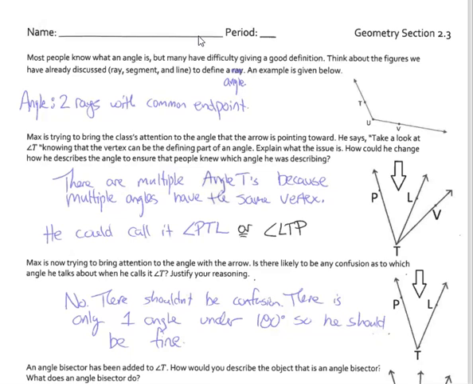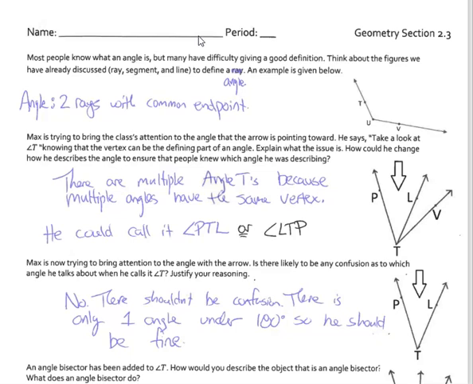The next part says Max is trying to bring the class's attention to the angle that the arrow is pointing toward. He said, take a look at angle T. Knowing the vertex can be a defining part of an angle. Explain what the issue is. How could he change how he described the angle to ensure that people knew which angle he was talking about? Well, the issue here is that there are too many angle T's, meaning there are too many angles that have the same vertex. There is the one he's talking about, the one next to it, and then the one that covers both of those angles. So he needed to name it in a different way.